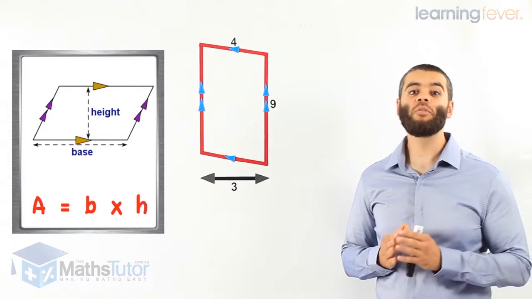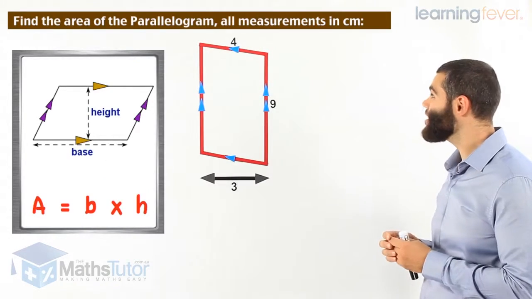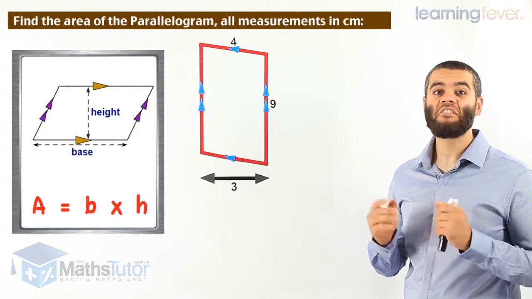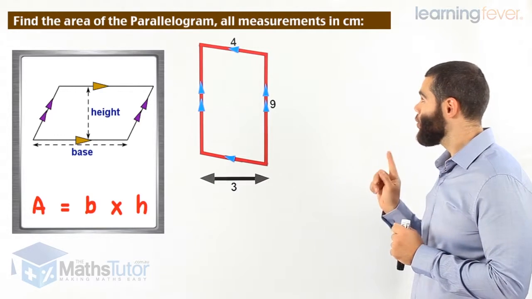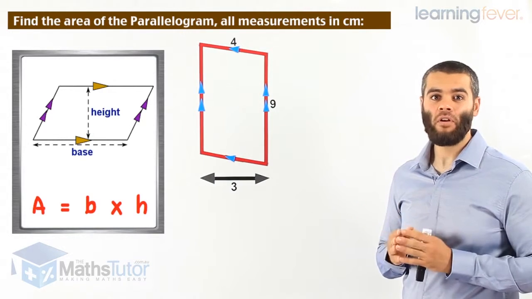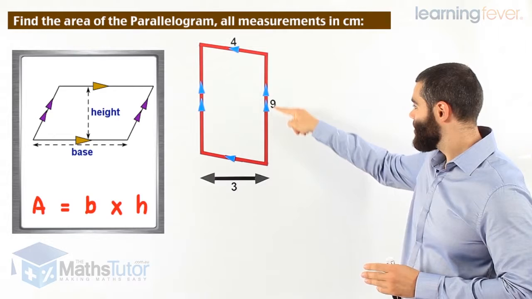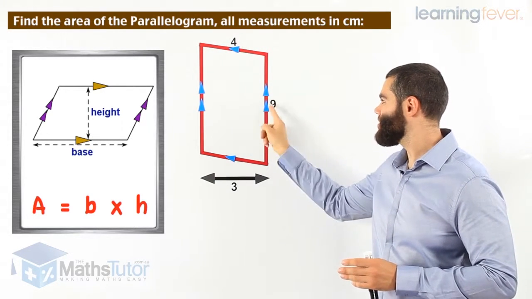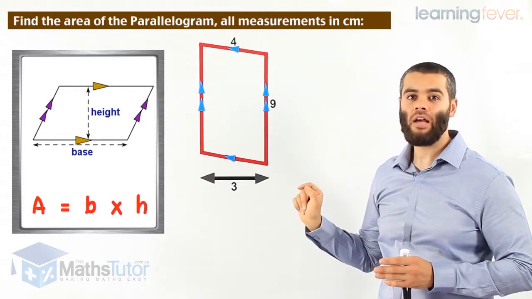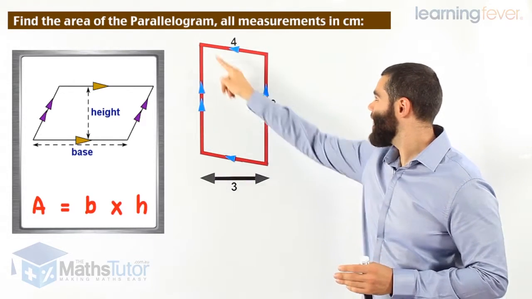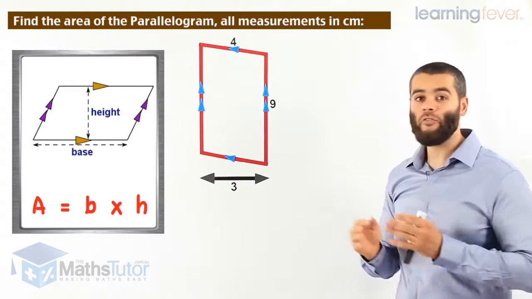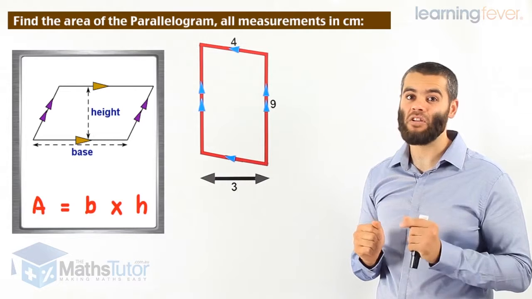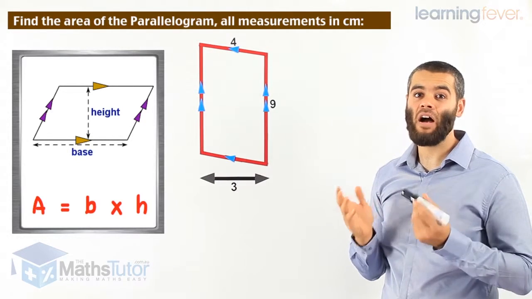Okay guys, let's do this example. We're asked to find the area of this parallelogram. All measurements in centimeters. Okay, we can identify that this is a parallelogram. How? We know that this side is parallel to that side. The arrows show us that these are parallel lines, and these are also parallel. The formula says A equals BH. A equals B times H. A equals base times height.